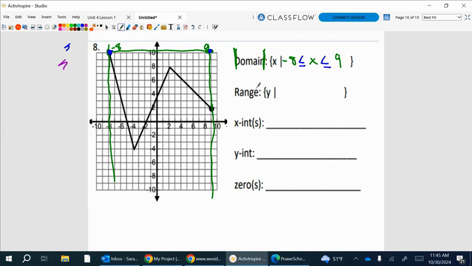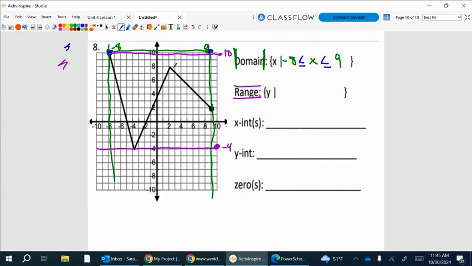The range is like the floor and the ceiling of the graph. We always go from the bottom to the top. So as I come from the bottom, the first number that I hit, the first y value, is -4. Because I don't see an open circle, that means it is actually a closed circle. It includes that point. Then when I come down from the top, the first point I hit is right here, and the y value there is 10.